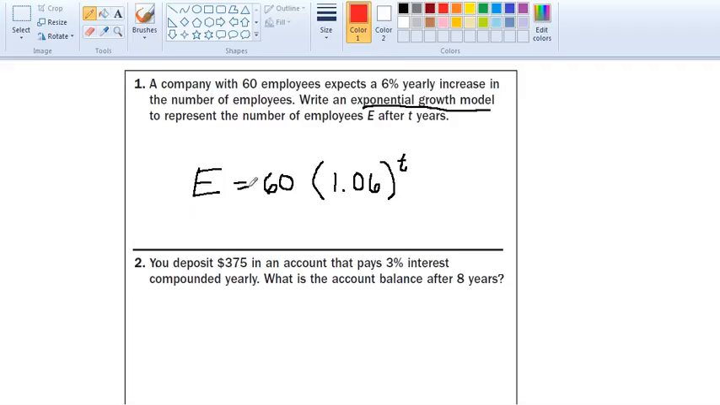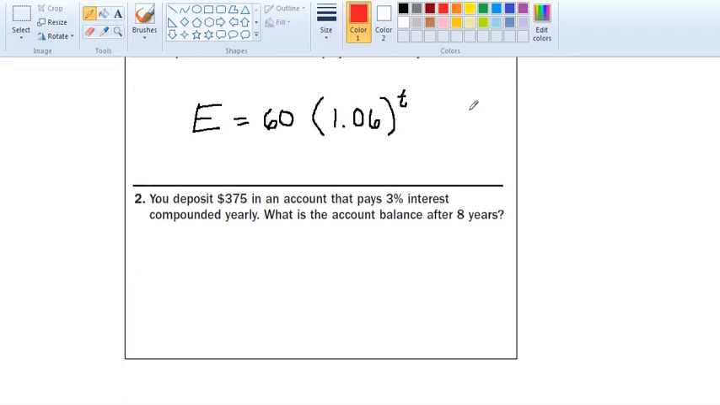Now let's try number 2. Number 2 we're actually going to solve. When I get done here, I'm going to show the exponential growth model, and I will also show an answer. Go ahead and pause the video and try number 2. Okay, did you get this? The account balance is going to be the initial amount, 375, parentheses, 1 plus 3%, or 1.03, raised to the 8th power. Go ahead and try to solve this now.